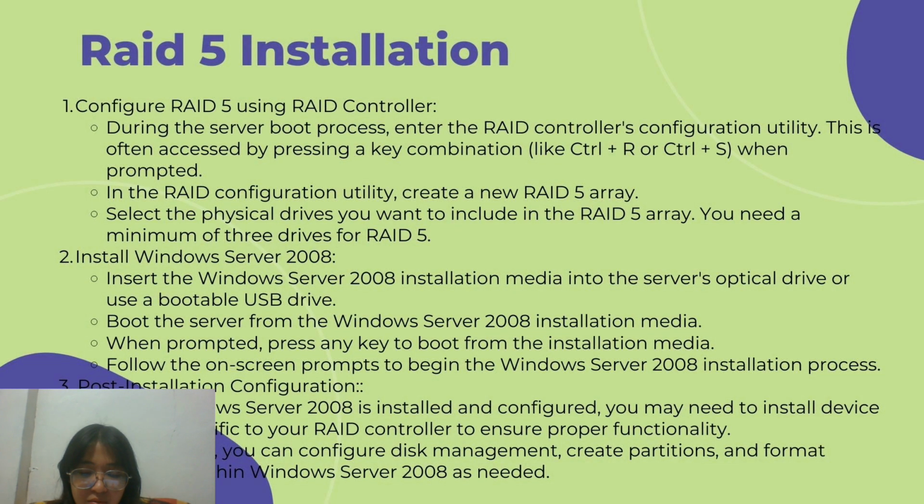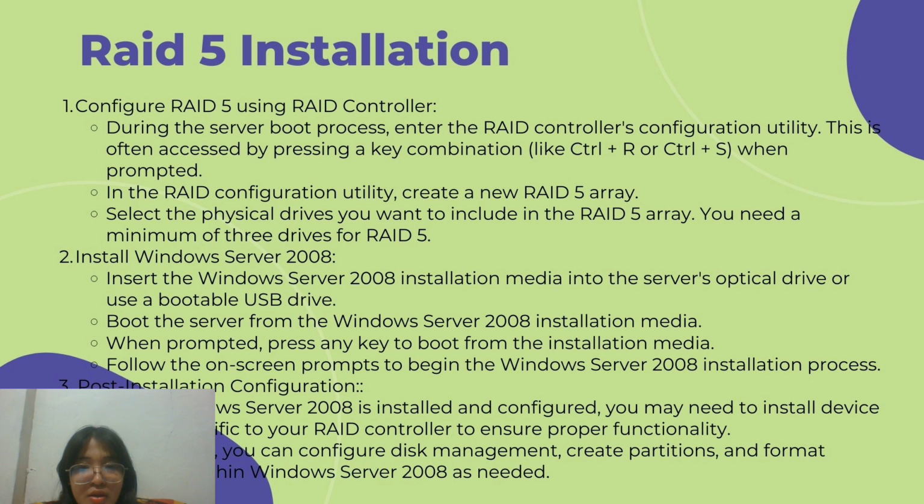So, how to install RAID 5 on our PC? Una, we need to configure RAID 5 using the RAID controller. Nabanggit ko na rin to kanina, during the boot process, may pipindutin lang tayo na key combination, yung Control plus R or Control plus S. Then, select the physical drives you want to include in the RAID 5 array. You need a minimum of 3 drives for RAID 5.